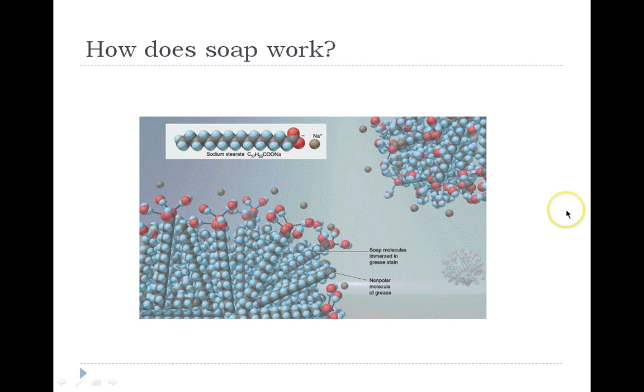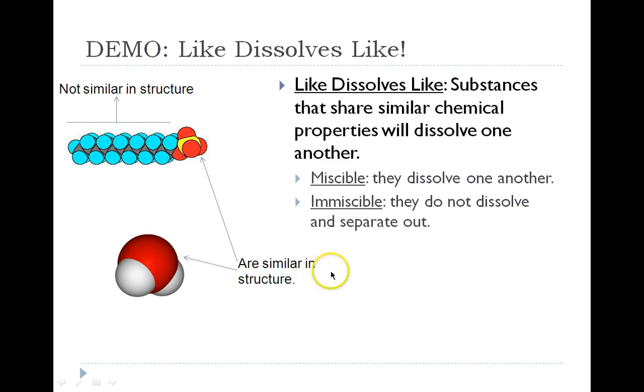All right, so how does soap work? How does soap take oil and dirt off of our bodies when we use soap on our hands? Well, we'll notice that this soap molecule right here has a part of it that looks a lot like water. Both of these parts are polar, so they can dissolve in water. This part is not similar to the water molecule, so it can get dissolved in the oil. So what happens is this part is miscible with the water, and this part is miscible with the oil.